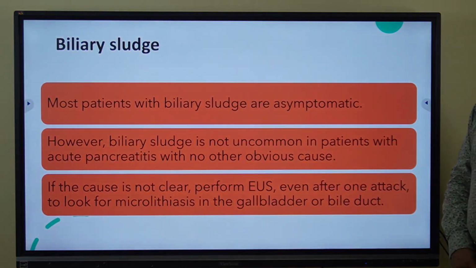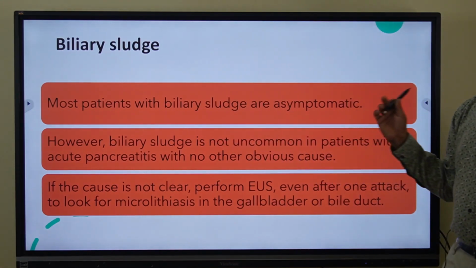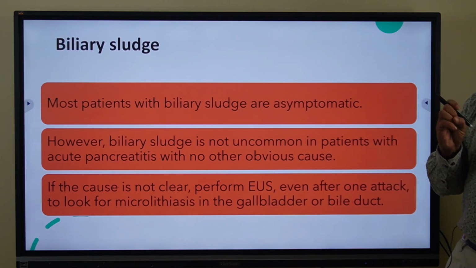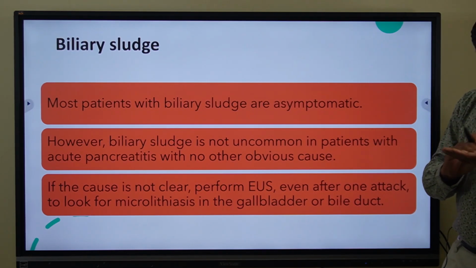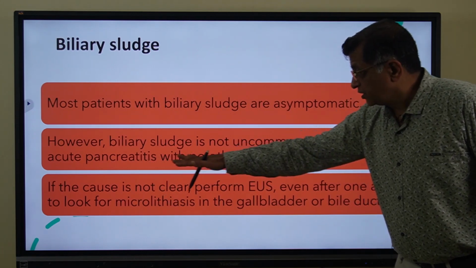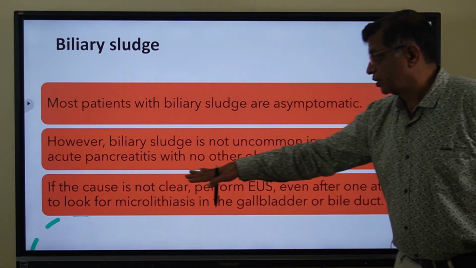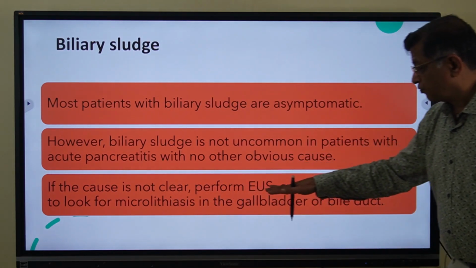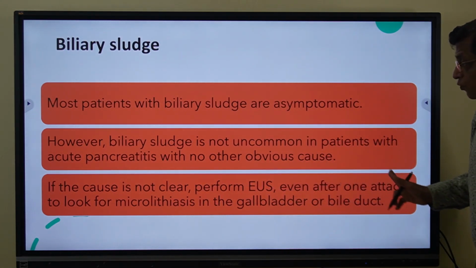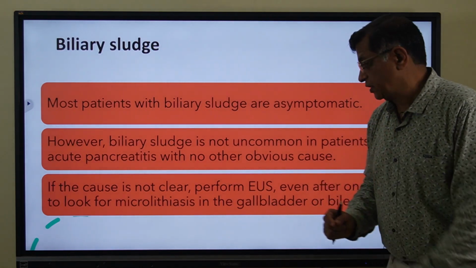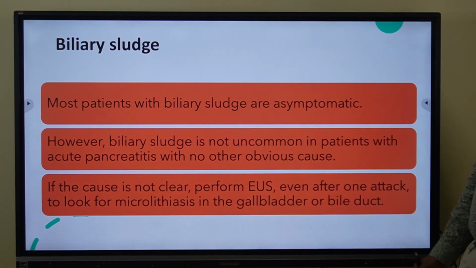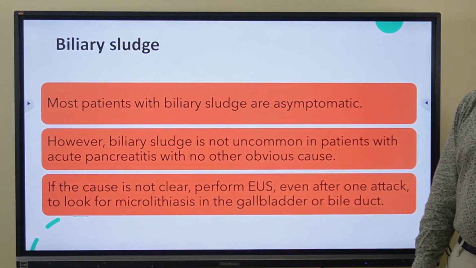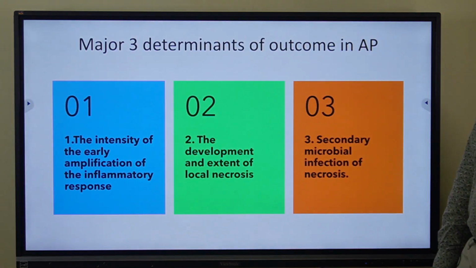Biliary sludge. Most patients with biliary sludge are asymptomatic. So you may have seen a report of biliary sludge in sonography. There is no stone, but there is muddy material. However, biliary sludge is not uncommon in patients with acute pancreatitis with no other obvious cause. If the cause is not clear, perform endoscopic ultrasound even after one attack to look out for microlithiasis in the gallbladder or bile ducts. So if there is biliary sludge in sonography, do an endoscopic ultrasound to look for small stones.